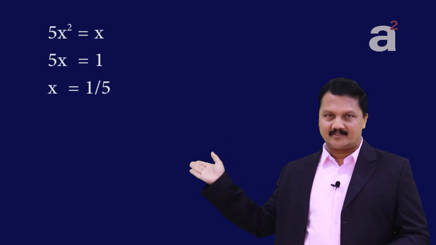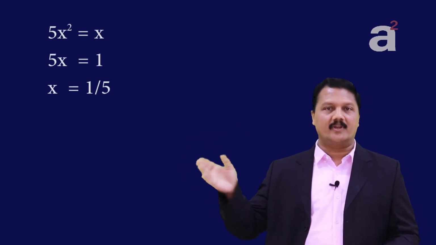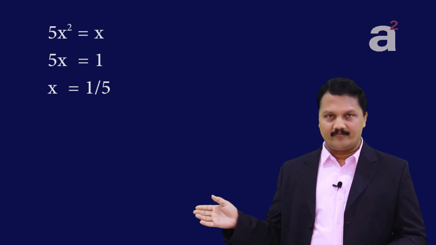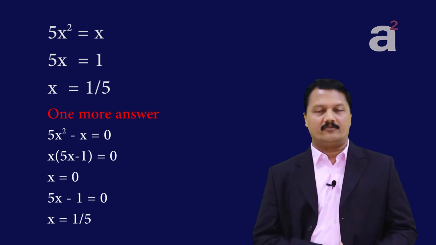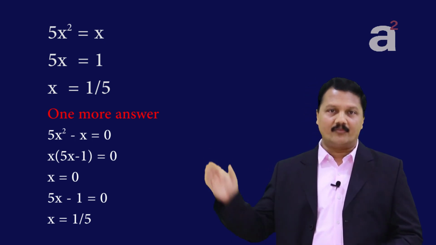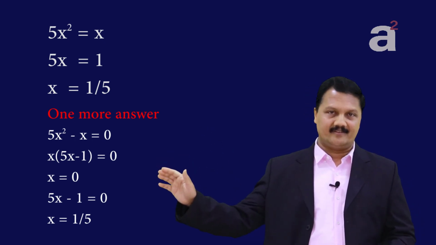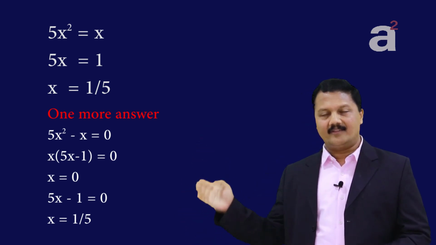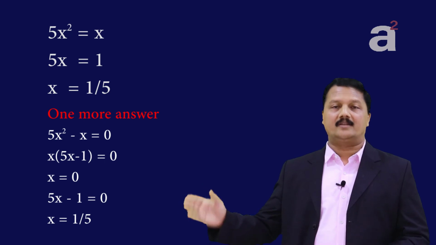The last one is, see this, 5x square is equal to x. x is cancelled from both sides, you get 5x is equal to 1, x is equal to 1 over 5. But there is one more answer for this. To get that, you have to take x to the left hand side, then factorize it, then equate each one. Then you get x is equal to 0 and x is equal to 1 over 5.